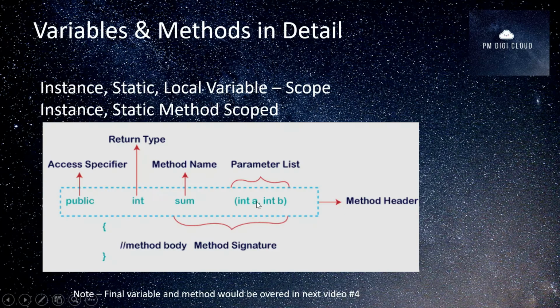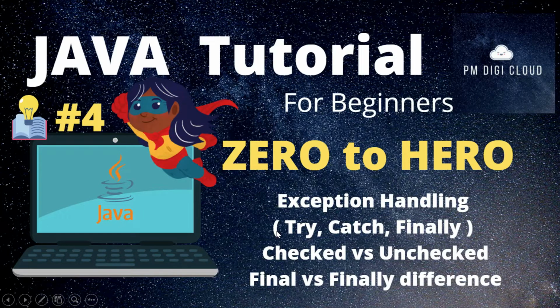So we covered this: the method name, and before that the return type should be there. Then you can define any specifier, and I'll also cover another thing, the other modifiers that come over there, and then the parameter list. This is the way you can define it. This is called the method signature. Whatever you define inside this is called the method body.